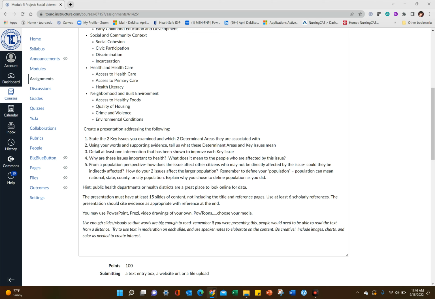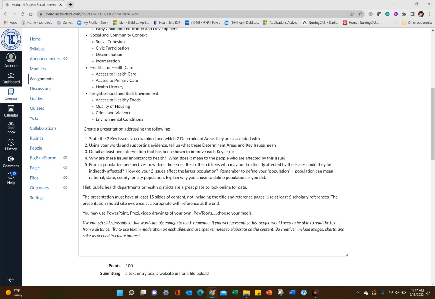And you need to use 6 scholarly references, and you need to define what a scholarly reference is. Remember, I want them to be good, evidence-focused references, and cite them appropriately. Your very last page of your presentation will be an APA 7 formatted reference page. And make sure that it's APA 7. And again, you can use whichever avenue you choose to use.